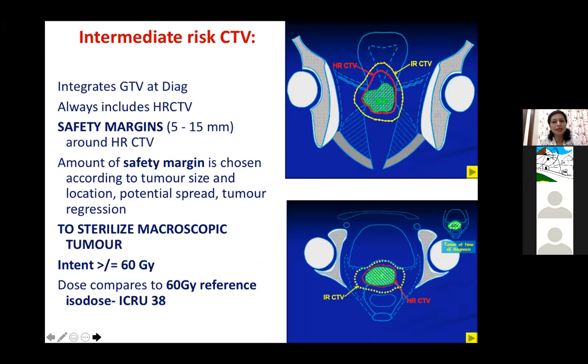So what is intermediate risk CTV? Like I said, this is the dose that compares to the 60 Gy reference isodose volume of the ICRU 38. So this has to integrate the HRCTV, which of course integrates the GTV. Plus, in addition to that, we give safety margins around the HRCTV, which range from 5 to 15 mm. So usually anteriorly and posteriorly, the margins are 5 mm because of the bladder and rectum, and the lateral margins are 15 mm. This is a safety margin which is chosen according to the tumor size and location and the potential spread and the tumor regression. So the intent is to deliver a basic minimum of 60 Gy to this reference volume. So it has to be a minimum of 60 or more than 60 Gy.